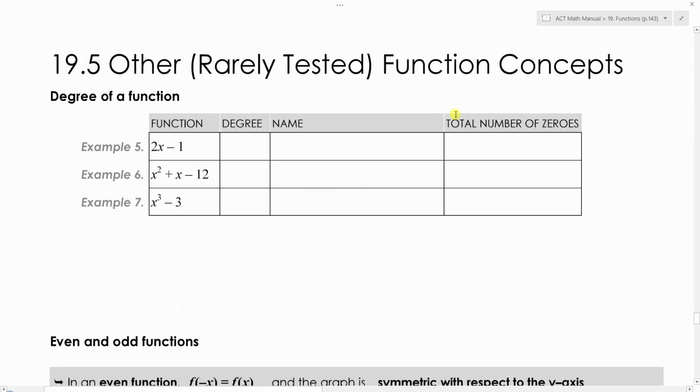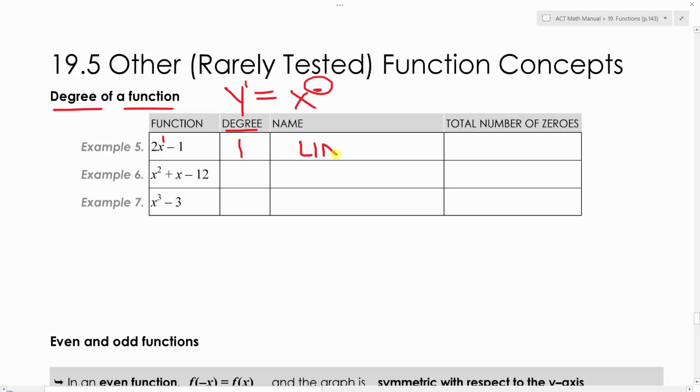other rarely tested function concepts. Sometimes ACT will ask you a question very clearly and often simply about the degree of a function and what that degree corresponds to in terms of naming convention. So this function right here, hopefully you recognize that there is a 1 exponent on this x, that means this is a degree of 1. Remember, degree corresponds to the highest exponent on your x term. So if you have y equals x to something, the degree is this guy in here. So this would be a degree of 1.